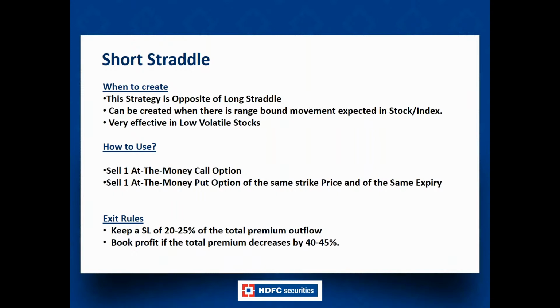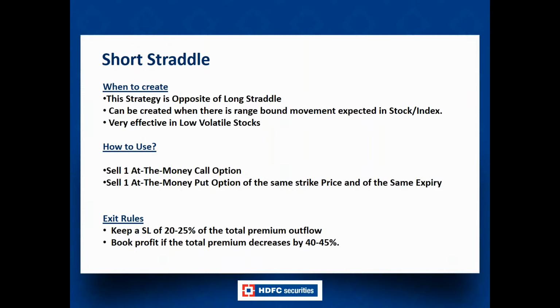They are very low volatile stocks, and they usually show very much range bound movement in the market. So this kind of strategy is very useful for this kind of low volatile stock. So how to use this strategy? Sell one at the money call option, and simultaneously, of the same strike price, sell one at the money put option of the same expiry.